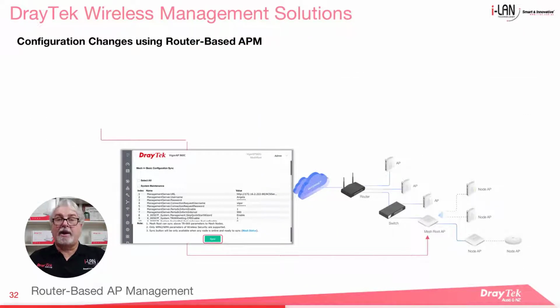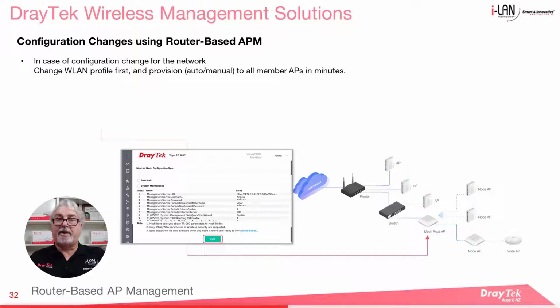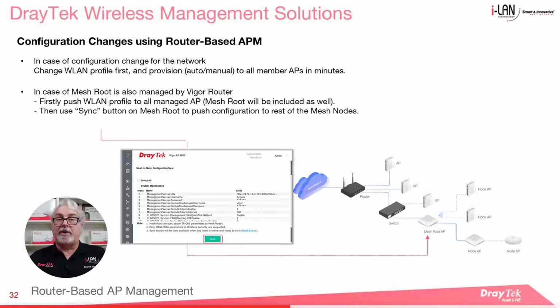Now let's look at how to change access point configuration using the router-based access point management. The recommended method is to first change the settings in the wireless LAN profiles in the router, then provision the settings to the member access points. If the mesh route is managed by the Vigor router, the settings will not be updated automatically. You'll need to first push the wireless LAN profile to the mesh route, then use the sync button on the mesh route to push the configuration to all the mesh nodes.